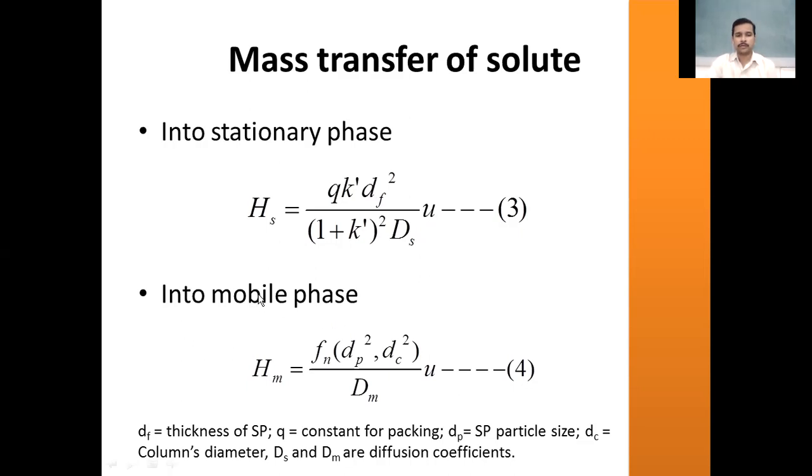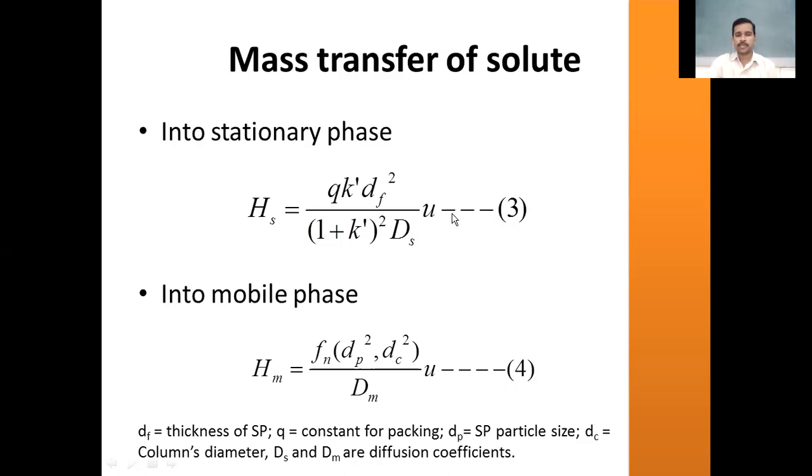And even due to mass transfer of the solute into the mobile phase, the height of the theoretical plate is increased, and this is expressed by means of this mathematical equation. And the height of the theoretical plate due to mass transfer of the solute into the mobile phase is denoted as Hm. So Hm is equal to function of dp square dc square divided by dm into u. The height of the theoretical plate will be increased due to mass transfer of the solute into the mobile phase, and that is all dependent upon the diameter of the stationary phase particle, diameter of the column what we are using, and the diffusion ability of the solute into the mobile phase, and also the velocity of the mobile phase.